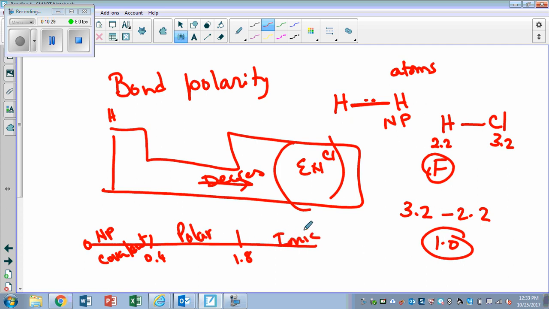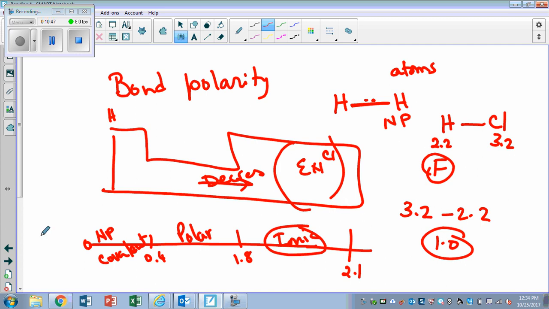There are some books that tell you that from 1.8 to 2.1 it is 50% covalent, 50% ionic, and above 2.1 is 100% ionic. But your book is saying it's ionic after 1.8. So the atom has the power to even pull the electrons completely over to itself.